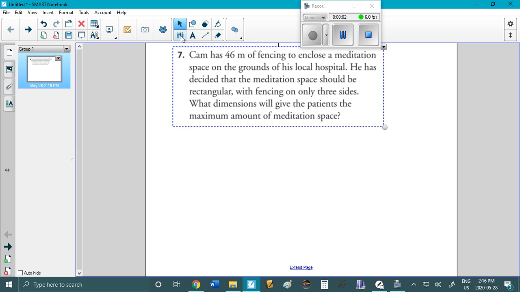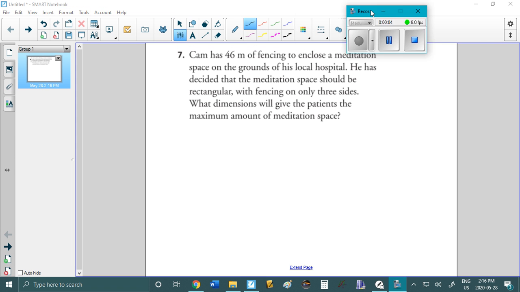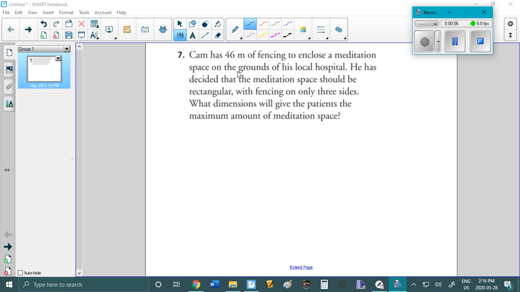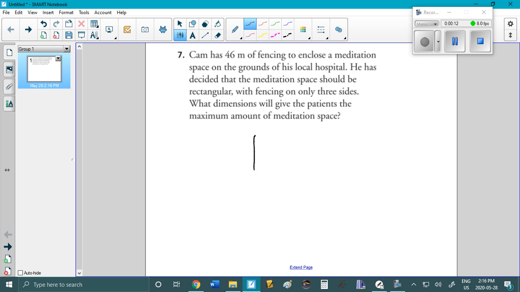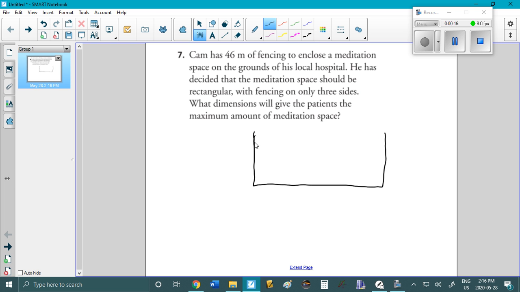Okay, so I'm going to take a look at this question here. Cam has 46 meters of fencing to enclose meditation grounds, rectangular, fence on only 3 sides. So I draw a rectangle that's only got 3 sides.